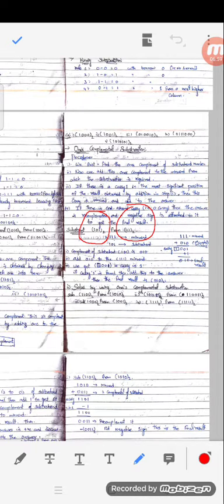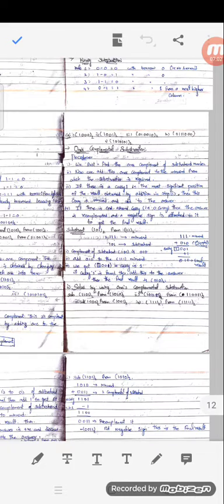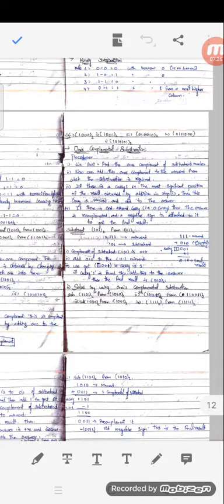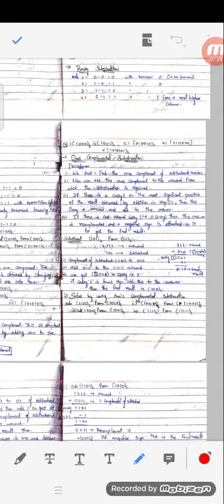The first thing is to take the complement of the subtrahend. Make a note: the value we are subtracting is known as the subtrahend, and the main value is the minuend. We are subtracting 101 from 111, so 111 acts as the minuend and 101 acts as the subtrahend.